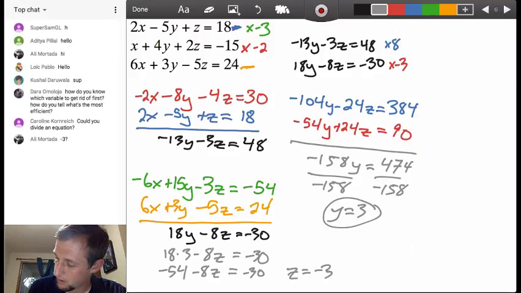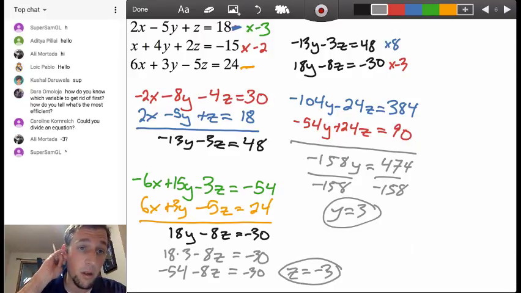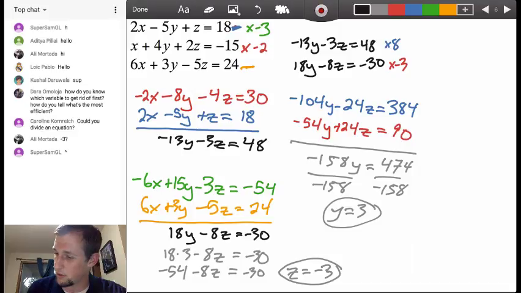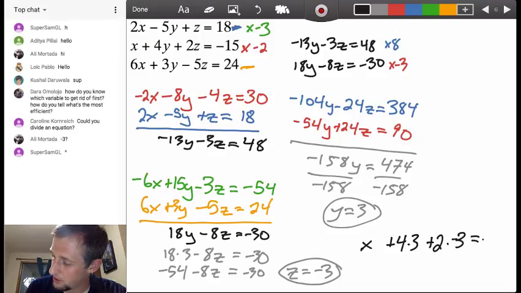And then to figure out the last one, all you've really got to do is plug back into one of the originals. So I go back up into one of my originals, one of those that was the original problem. So I'll just do that x plus 4y one. x plus 4 times 3 plus 2 times negative 3 equals negative 15. Oh, that y should have been negative 3. Oh, that's what everybody's telling me.